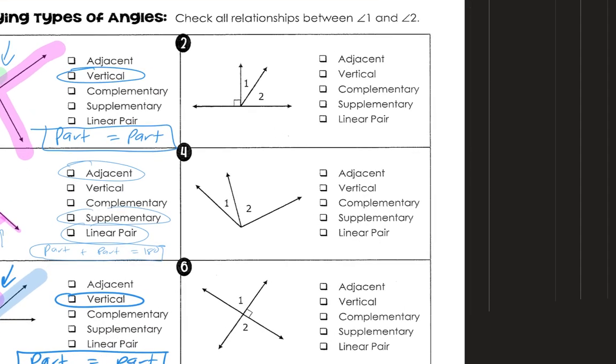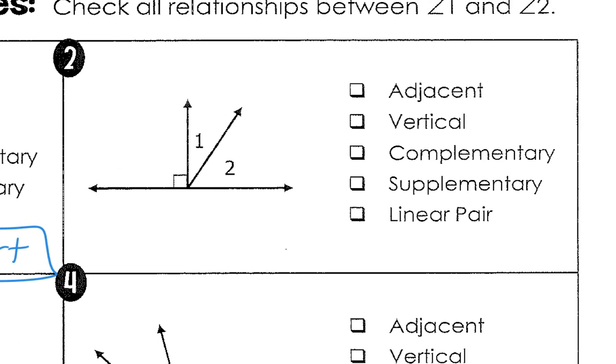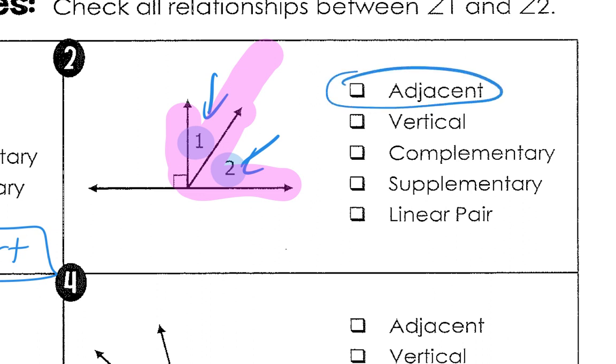Let's take a look at this one. This one's a little trickier on number two. Okay, so angles one and two, we're talking about this one and this one, so this angle and this angle. Okay, so are they adjacent? Let's take a look. If we drew the sides, that would be one and that would be two. They're sharing that side, right? So yes, they are adjacent.